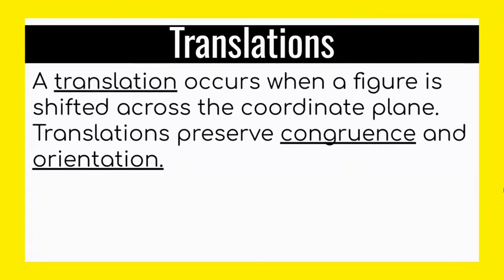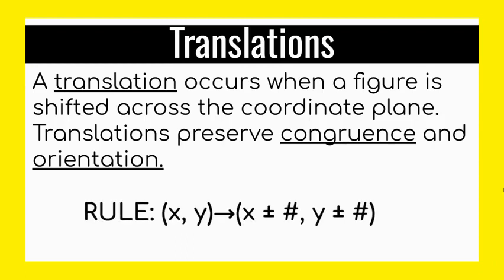A translation occurs when a figure is shifted across the coordinate plane. Translations preserve congruence and orientation. Well, what does that mean? Congruence means it remains the same size and the same shape, whereas orientation means that the shape is facing the same direction that it started with. The rule for translations is that I'm going to either add or subtract something from either the x coordinate or the y coordinate or both of them.